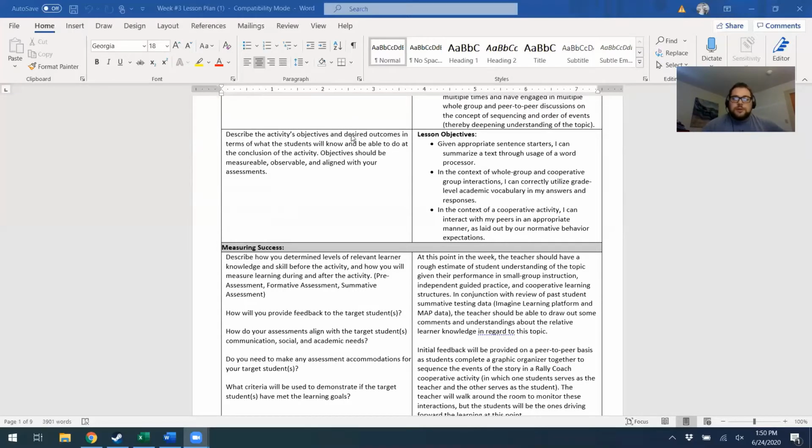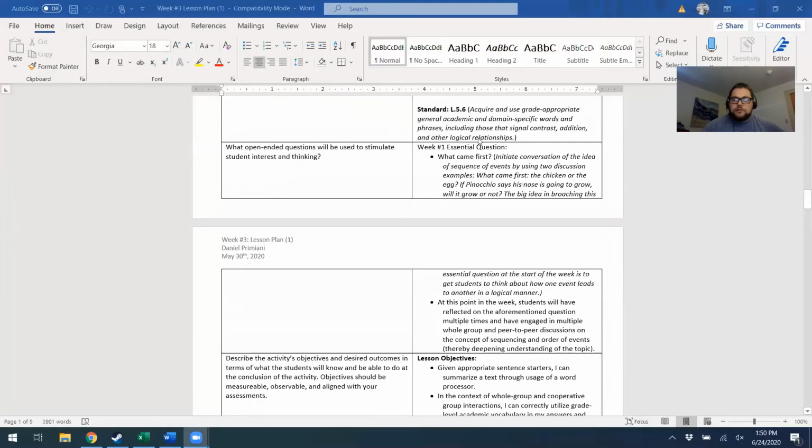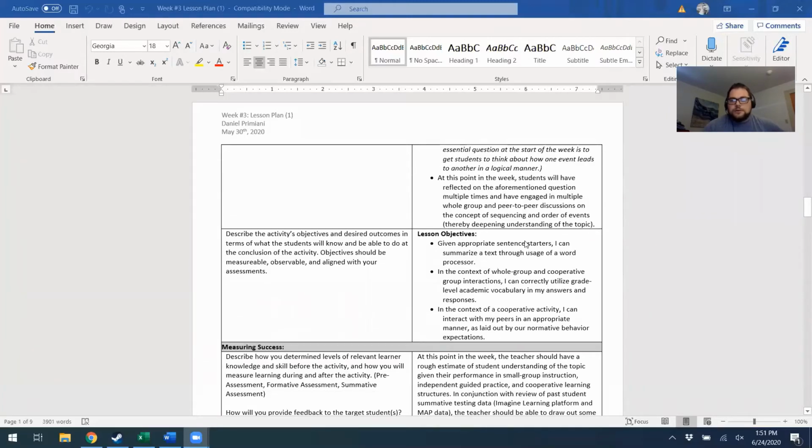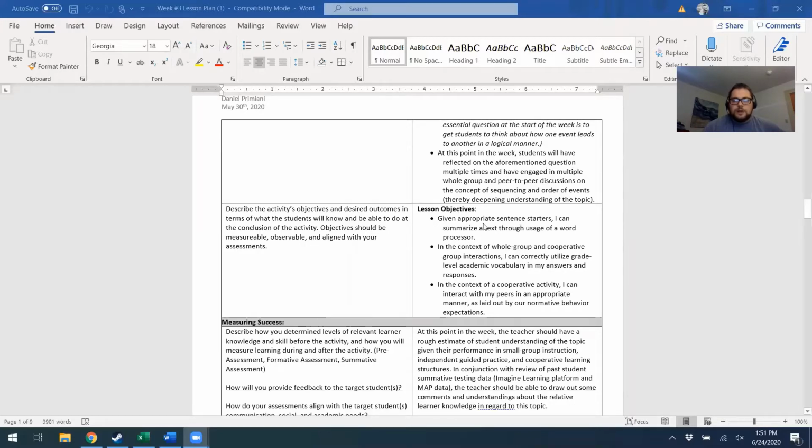Now, in terms of the objectives, describe the activity's objectives and desired outcomes in terms of what the students will know and be able to do at the conclusion of the activity. This is in relation to standard W.5.2: given appropriate sentence starters, I can summarize a text through usage of a word processor. What are they going to do? They can summarize a text. How are they going to do it? They're going to be given appropriate sentence starters, and they're going to use a word processor.